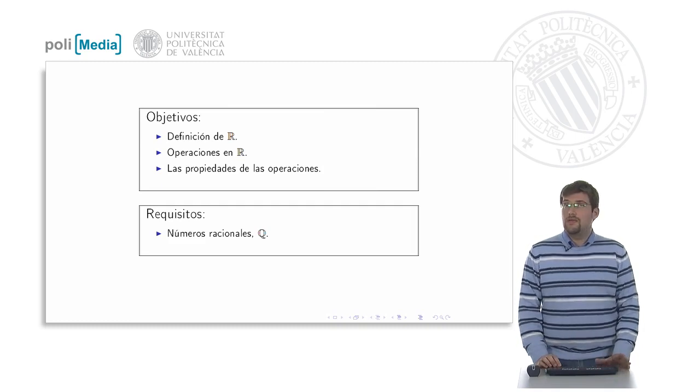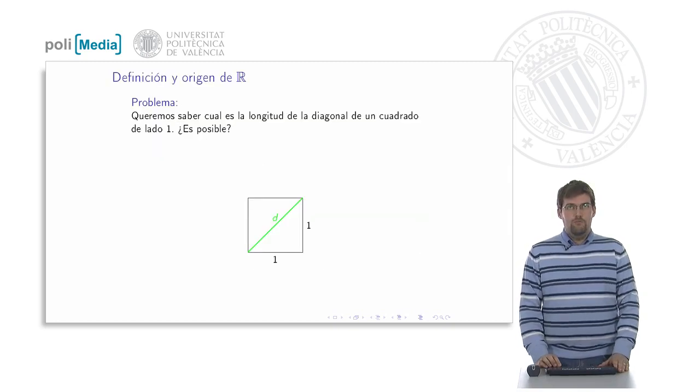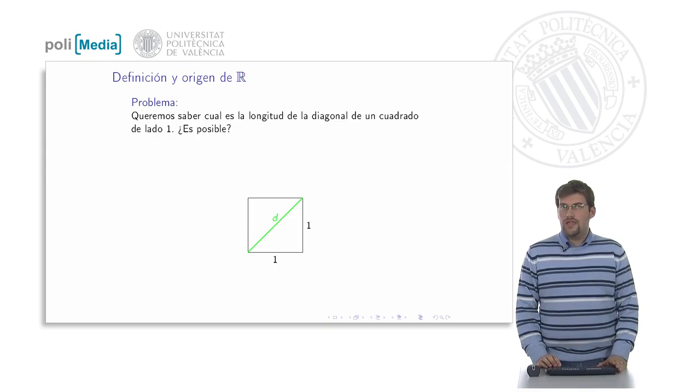The requirement is to have a solid understanding of rational numbers and their operations, as we have seen in our previous lessons. As we've seen in previous units of this course, the origin of numbers always comes from a natural problem. In this case, we can illustrate or motivate the origin of real numbers with a simple and natural problem.